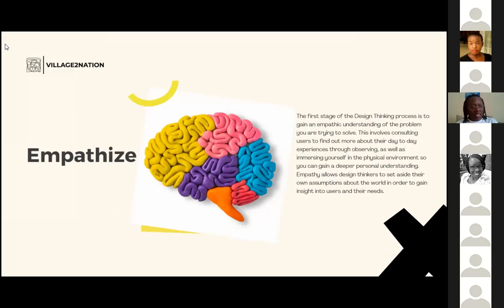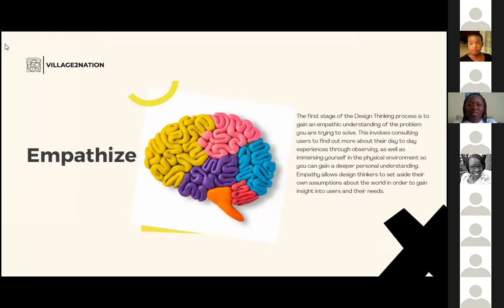So what are the stages of design thinking? The first stage is to empathize. Design thinking is a process. The first stage is you empathize. So you think about the process and then gain an empathetic understanding of the problem you're trying to solve. This will involve consulting your users to find out more about their day-to-day experiences through observing, as well as immersing yourself in the physical environment so that you can get a deeper personal understanding.